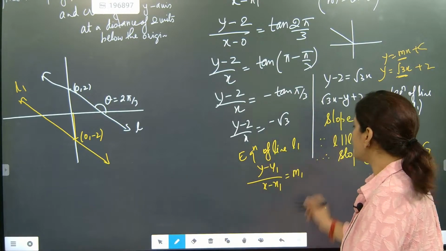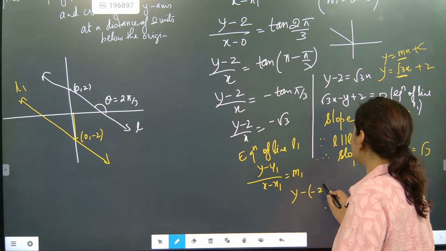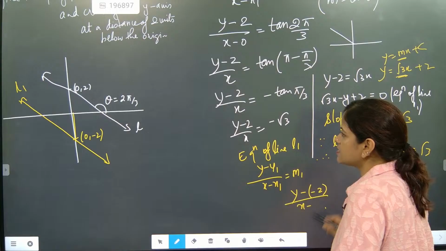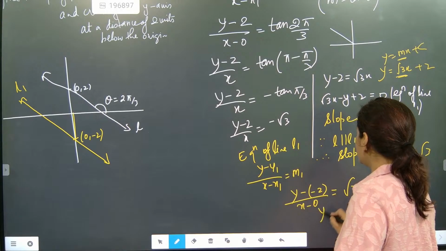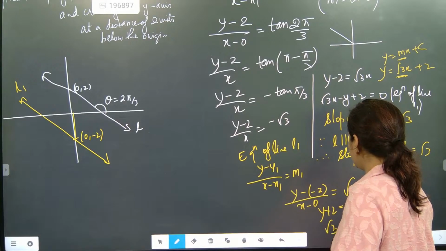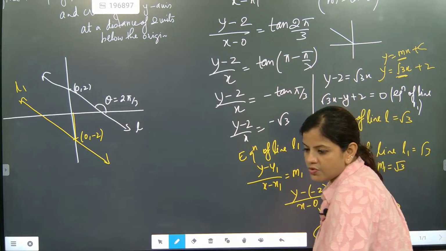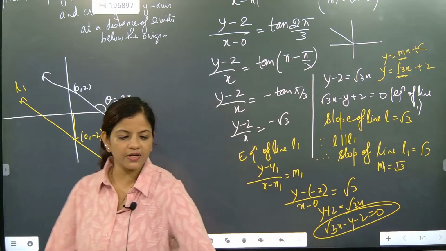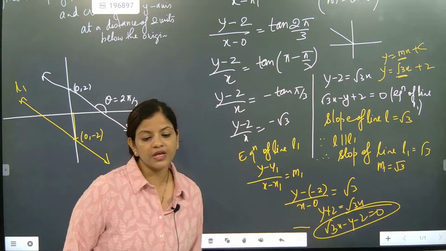So here this is coming y minus y1. What is your y1? Minus 2 by x minus 0 equal to root 3. So y plus 2 is equal to root 3x. So root 3x minus y minus 2 equal to 0. That's it. This will become the equation of line.